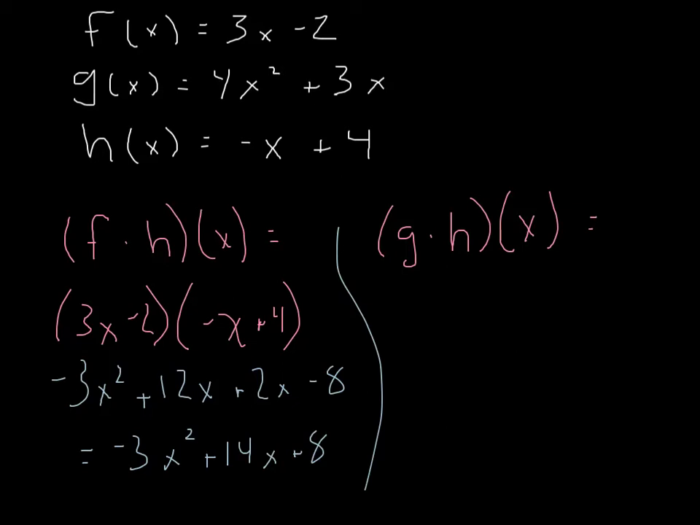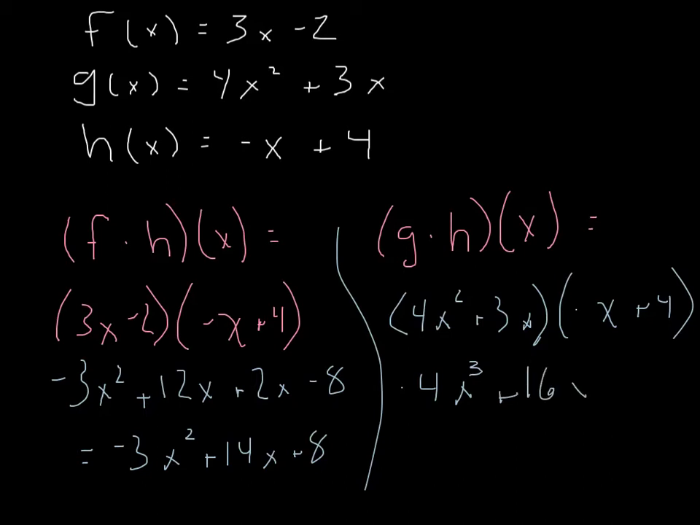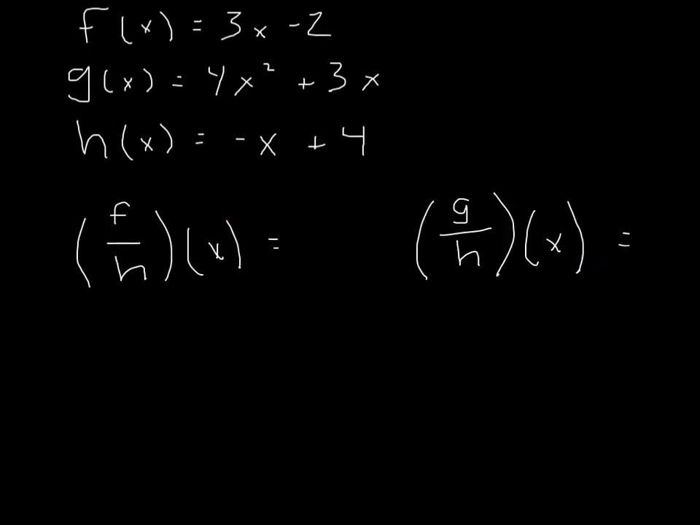Similarly, with the g times h, 4x squared plus 3x multiplied by negative x plus 4. I'll FOIL again. Remember, that's negative 4x cubed, plus 16x squared minus 3x squared plus 12x, and then that will give me negative 4x cubed plus 13x squared plus 12x as my final answer.